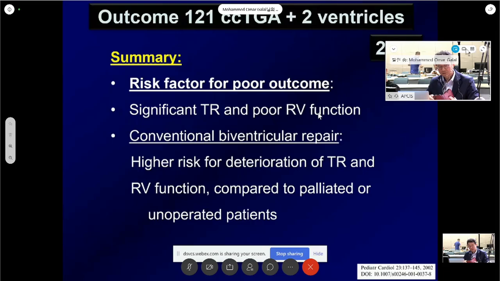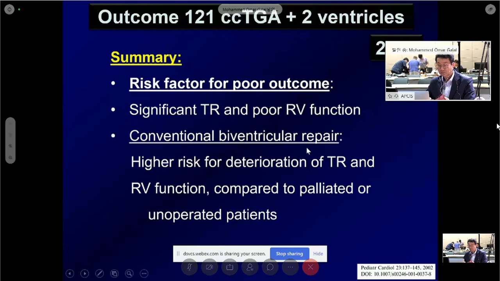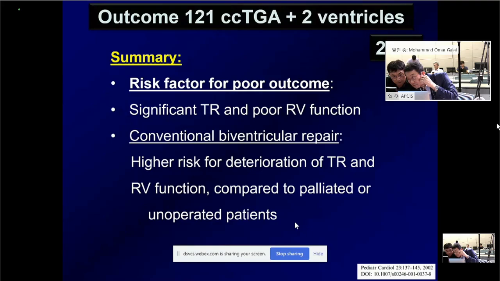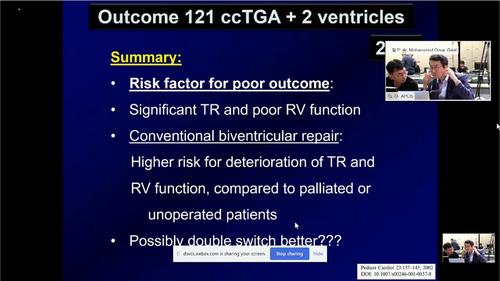This is interesting. I found it for myself also: with conventional biventricular repair, like corrected transposition with a large VSD where we just close the VSD, they will have a higher risk for deterioration of TR and RV function compared to just palliation or unoperated patients. But remember, we are talking here about a very small number of patients. But at that time, they said double switch might be a better option.